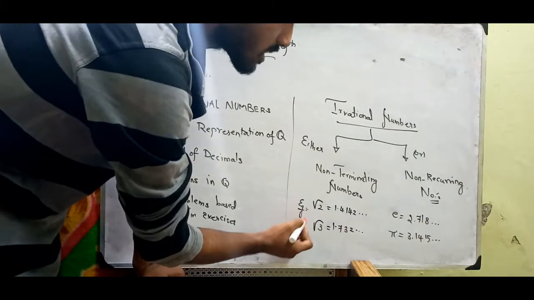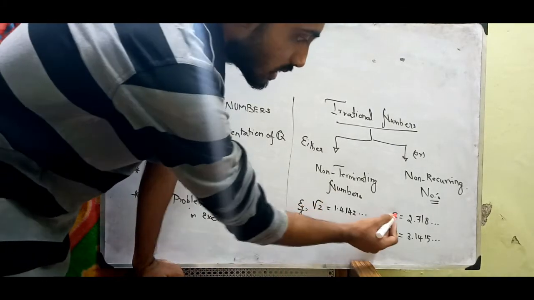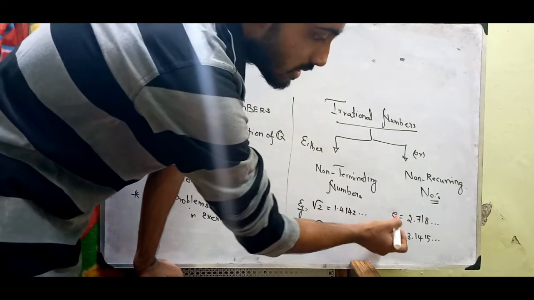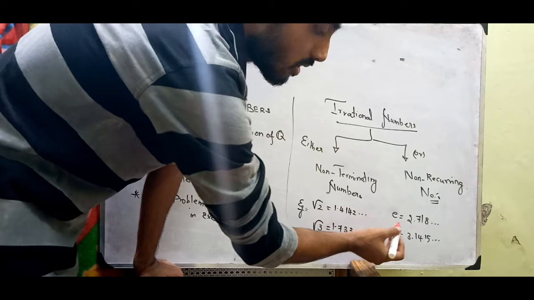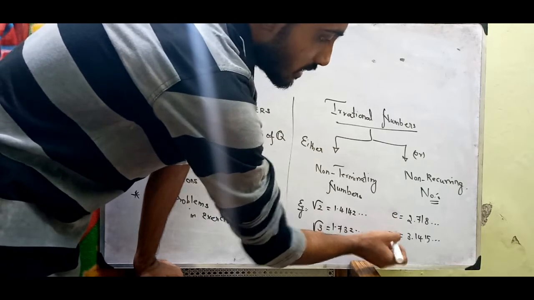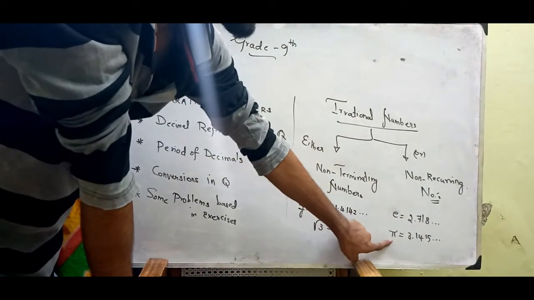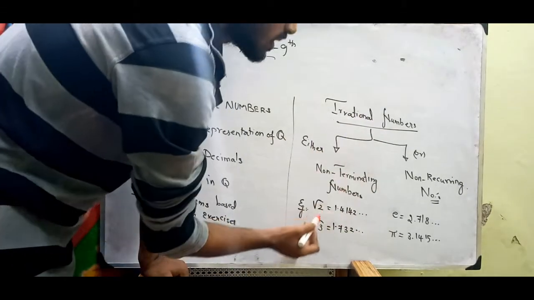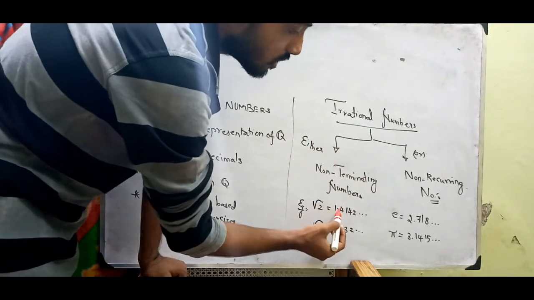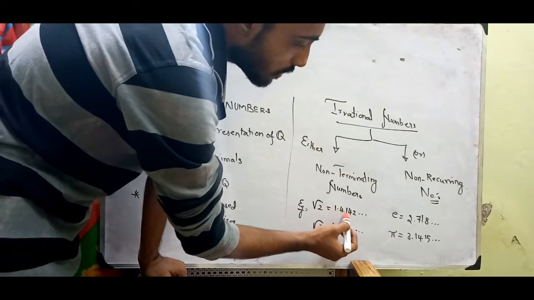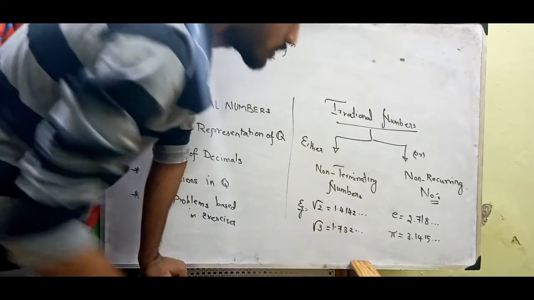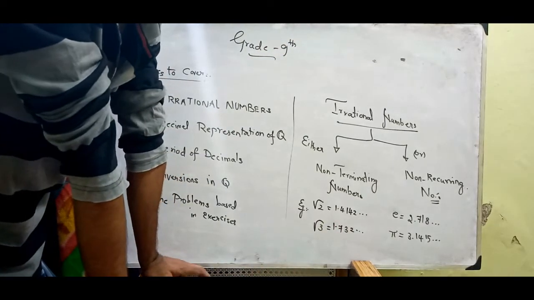So for example we have root 2, root 3, Euler's number, that is e, which in higher studies you are going to study as the exponent. Then we have the circumference of a circle ratio, we call it pi. Here root 2 has a value of 1.4142 and so on, it goes on, and root 3 is also 1.732 and so on.